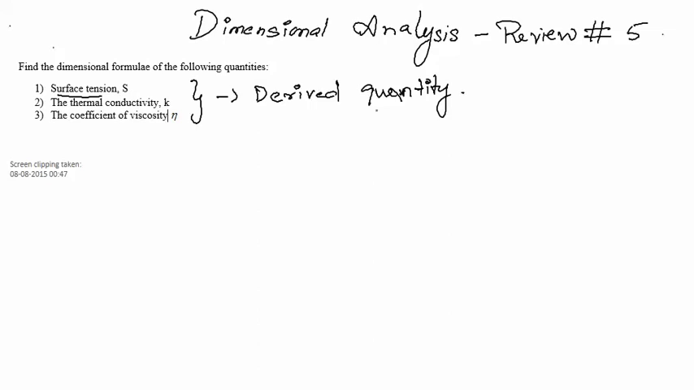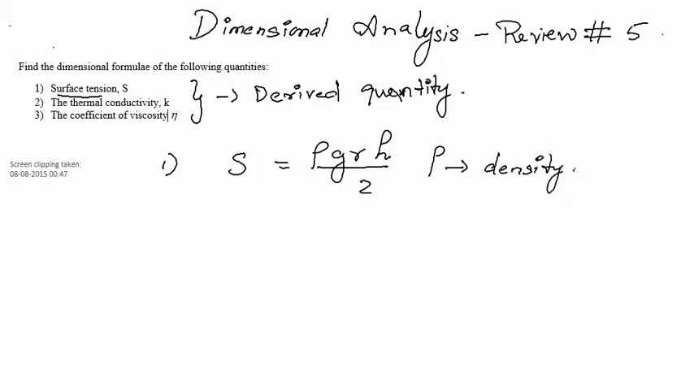So let's dive in. The first thing we have to understand is the formula for surface tension. The formula for surface tension would be S equal to rho g r h by 2, where rho is the density, and we know the density is nothing but mass by volume.